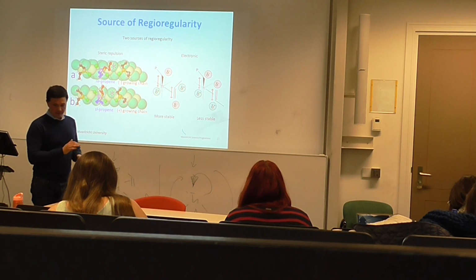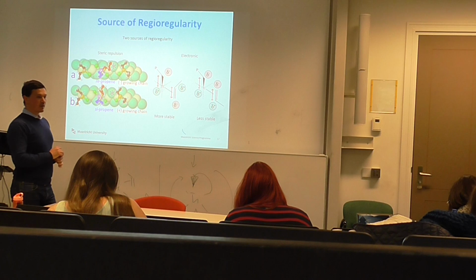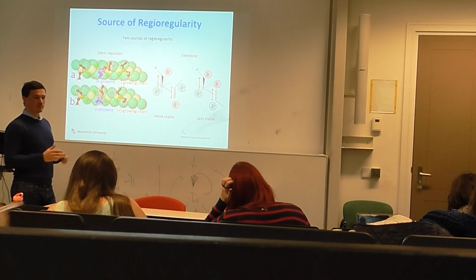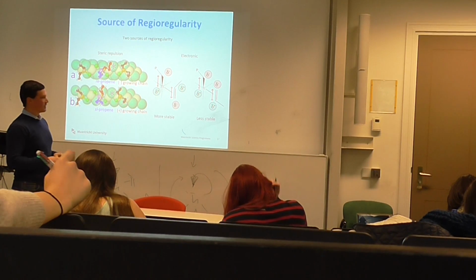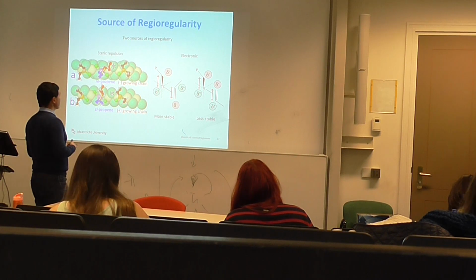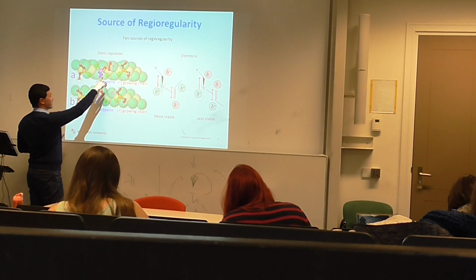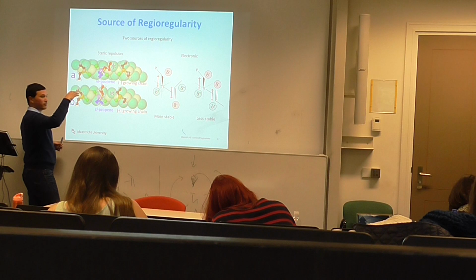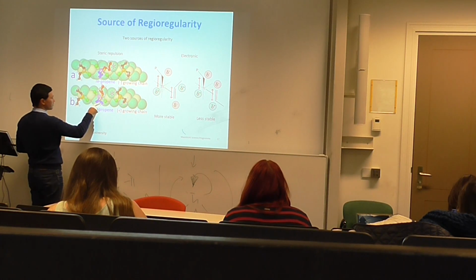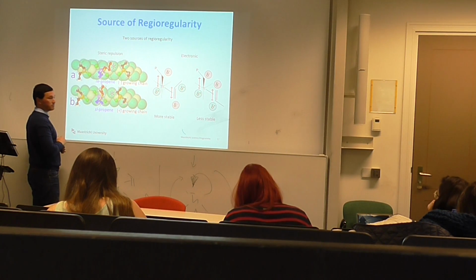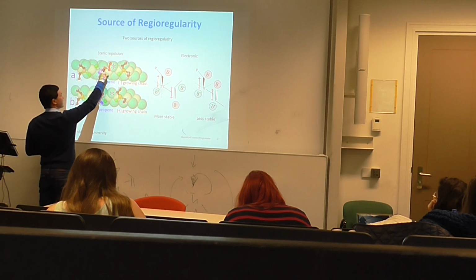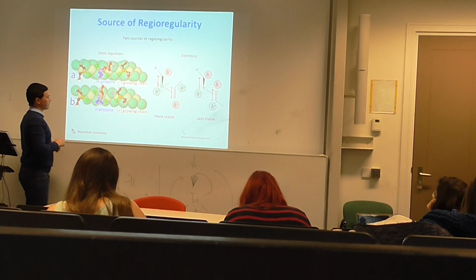Okay, we have seen how the methyl group is oriented, but why should it always be up or always down? Two reasons. One is the steric repulsion. So we are looking at the catalyst from the top, okay? The blue is your propylene, and the red one is your drawing sheet.